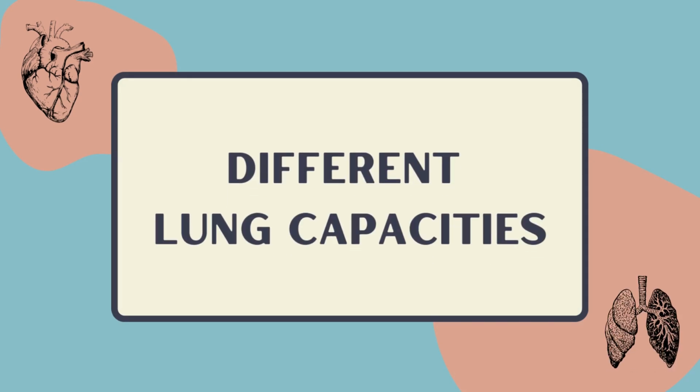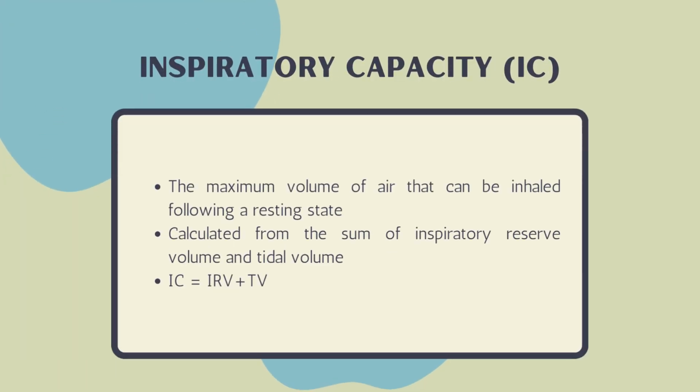Next, we have the different lung capacities. First, we have inspiratory capacity. It is the maximum volume of air that can be inhaled following a resting state. It is calculated from the sum of inspiratory reserve volume and tidal volume. It follows the formula IRV plus TV is equal to IC.